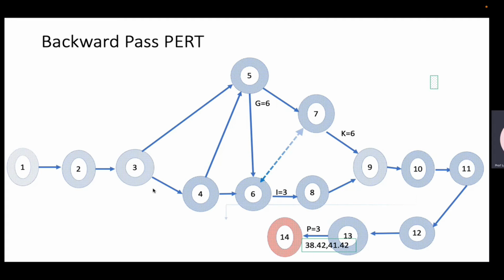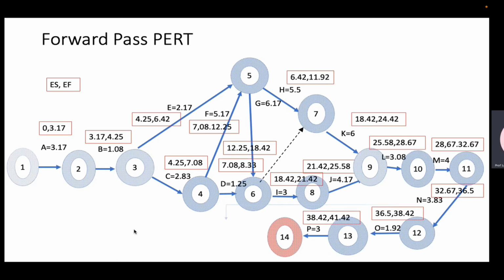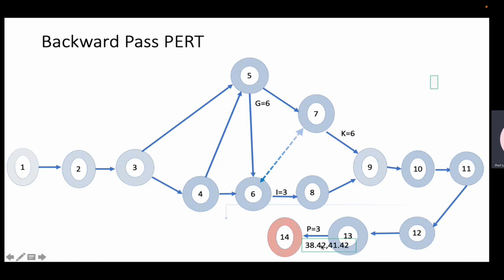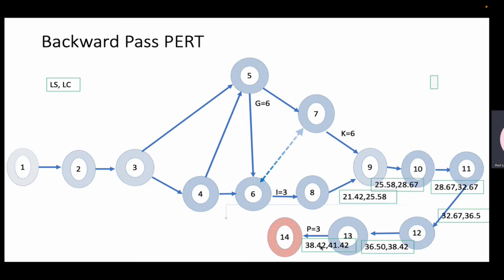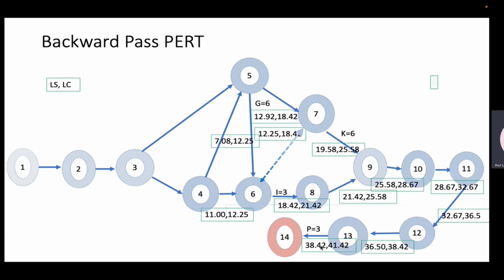So we start with 41.42 and subtract 3, you get 38.42. Same way we do. So we get the latest start and latest completion. We just write it in the same way as we did earlier. I'm not elaborating because you have already explained it. So you got the latest. You'll come back, and it should come back to 0 and 3.